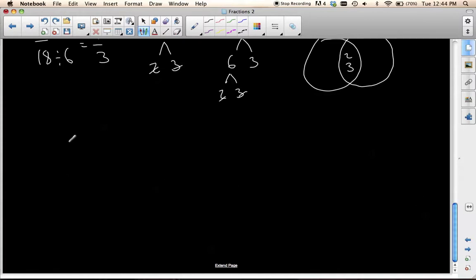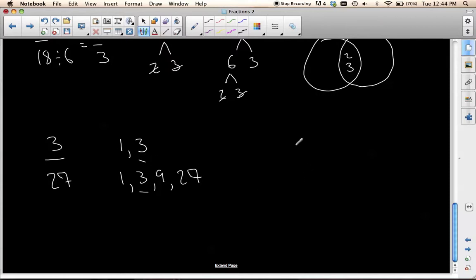Now if we have something different, like 3 over 27, well, we could list our factors of 3. Our factors of 3 are 1 and 3 because it's a prime number. And if we were to do 27, it would be 1, 3, 9, and 27. And what they have in common is 3.